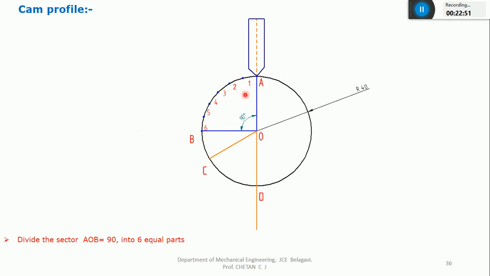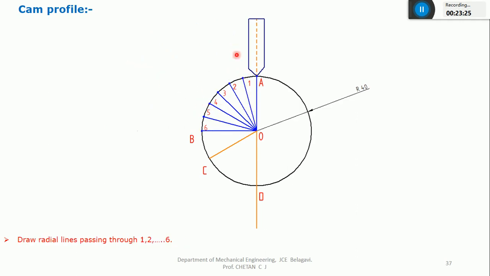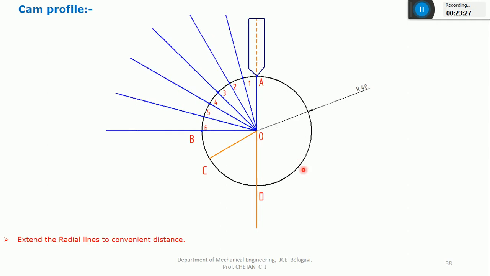Then draw the radial lines joining from point 1 to this point O, like this. So you'll get 6 radial lines which are moving towards point O, that is the center of the circle. So you can see here the instructions are given here. Draw radial lines passing through 1 to 6. After that, you have to extend these lines through some distance. Just take some extra distance. Just extend these lines in the backward direction like this, of any distance.